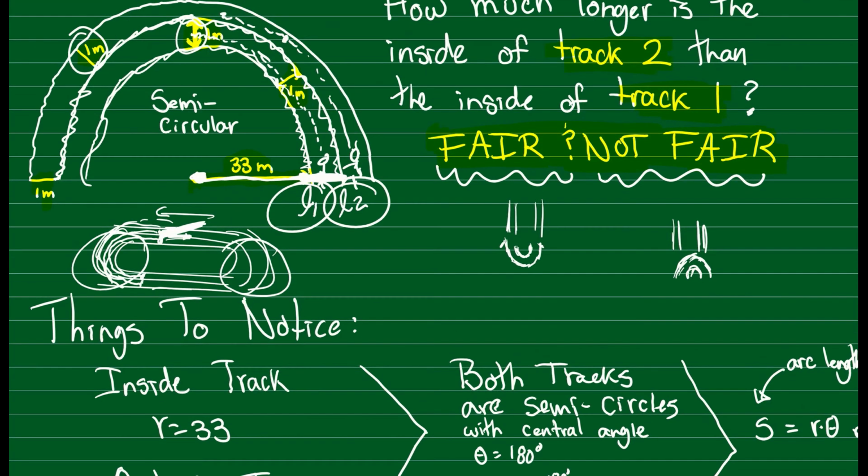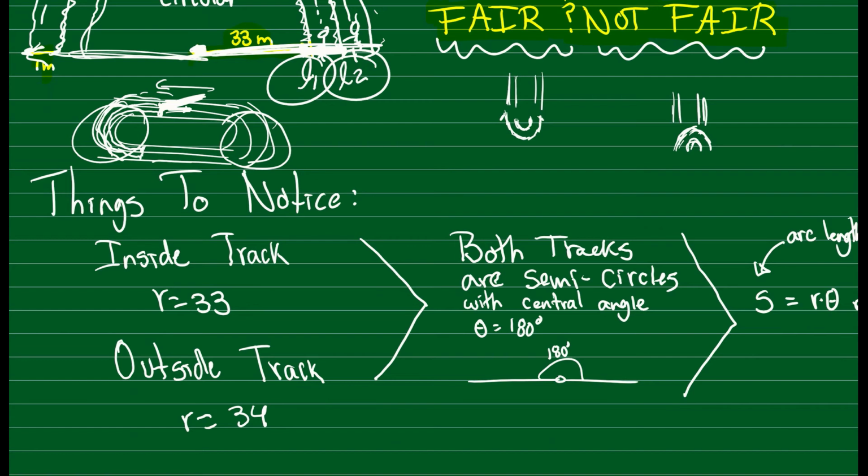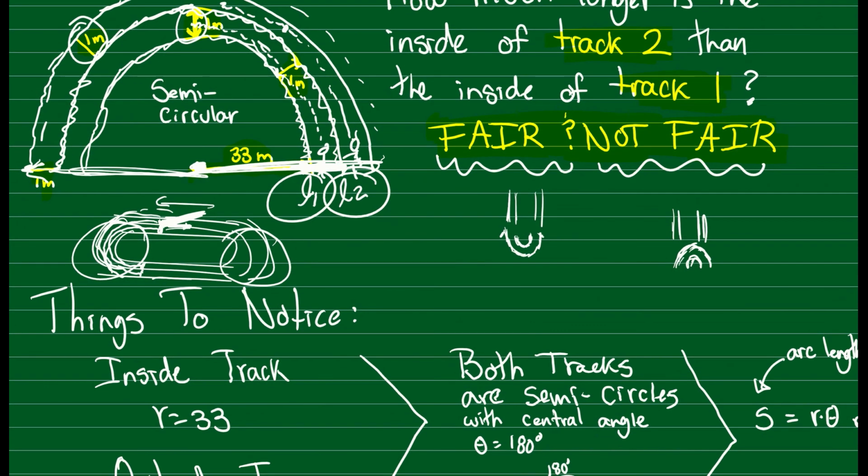Why do we say radius? Because we're going to grab this and just rotate, rotate, rotate until we end up here. So let's see. Both tracks are semicircles with central angles of 180 degrees. Look, whether it's the first track or the second track.